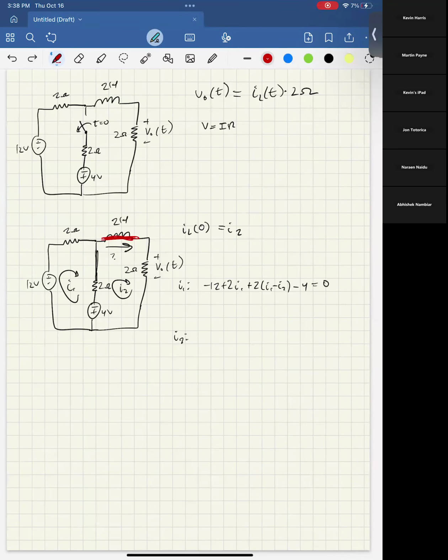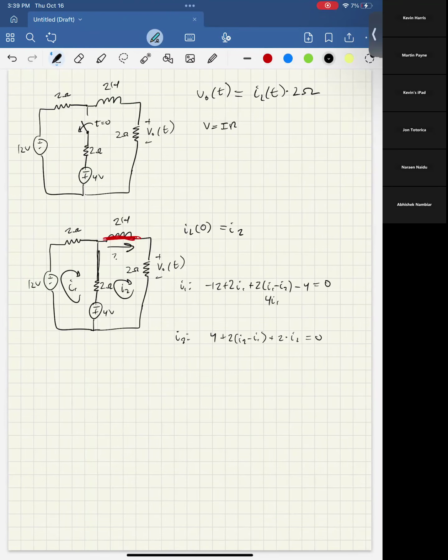So, I2 is going to be, now it is positive 4 plus 2 I2 minus I1 plus 2 ohms times I2 equals 0. If we rearrange these equations, we're going to get 4 I1 minus 2 I2 equals 16, I believe. Correct me if I do this wrong. I am known to mess up algebra.